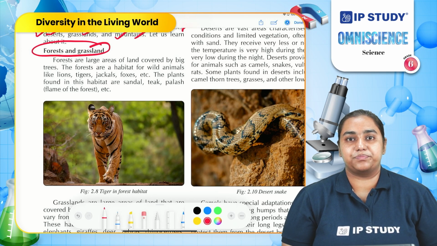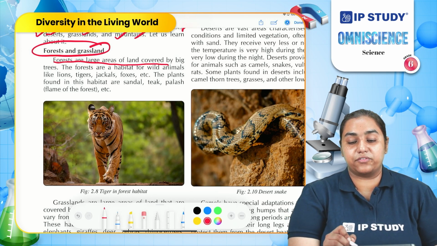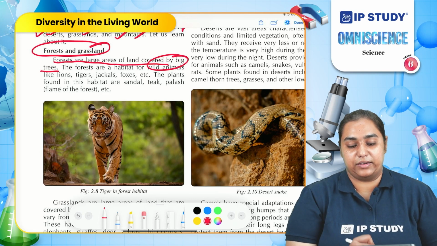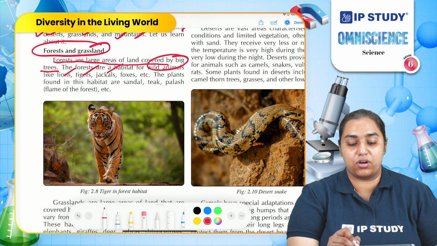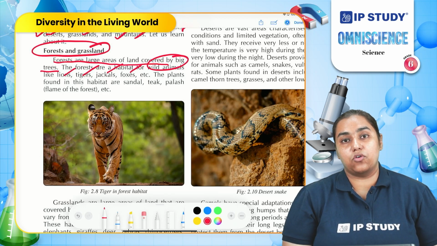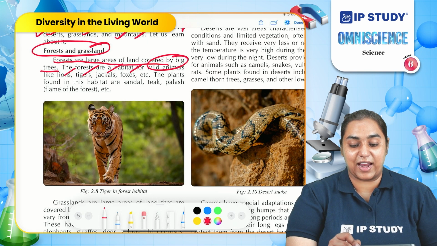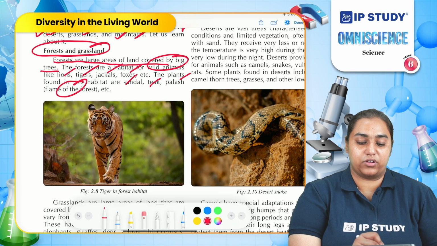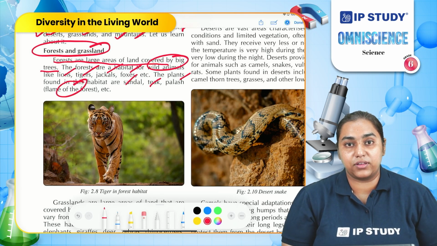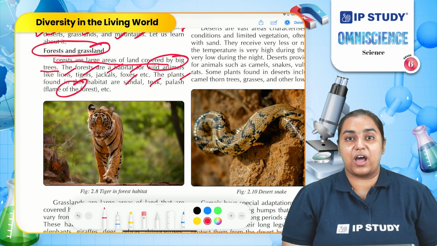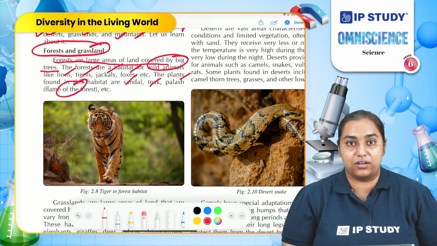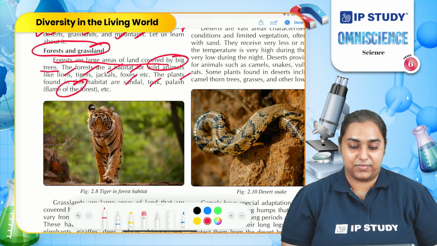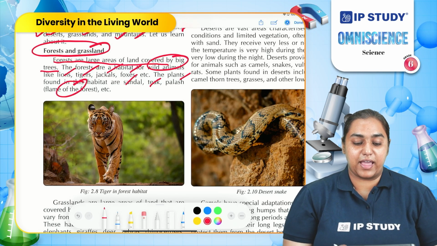What are forests? Well, forests are the large areas of land covered by big trees. These are home to several wild animals like lions, tigers, jackal, and foxes. They are also home to large trees such as sandal, teak, palash. You know, palash is also known as flame of the forest. Why is it known as flame of the forest? Because it consists of flowers which are bright red and orange in color. When this flower blooms, the forest appears like it is flaming, it is burning. That beauty gives its name as flame of the forest.